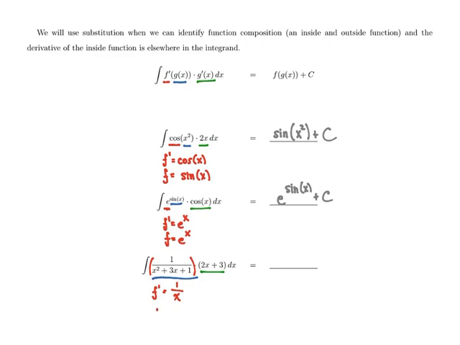So again, what we need to do is think about what is the antiderivative of 1 over x, and in that case, that's natural log of absolute value of x. But we're going to leave the inside function alone, x squared plus 3x plus 1 plus c.